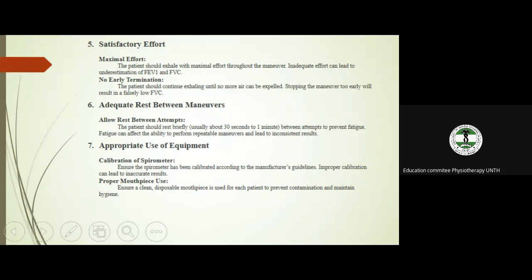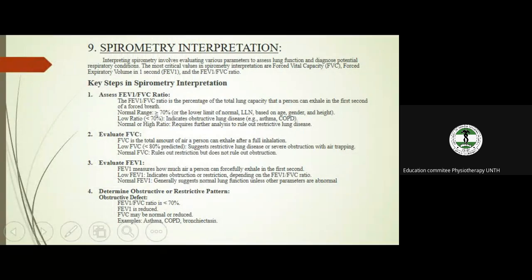Then ensure a clean, disposable mouthpiece is used for each patient to prevent contamination. You cannot come to the hospital and carry another disease to your house. You clean everywhere so that the patient will not go home with a nosocomial infection.